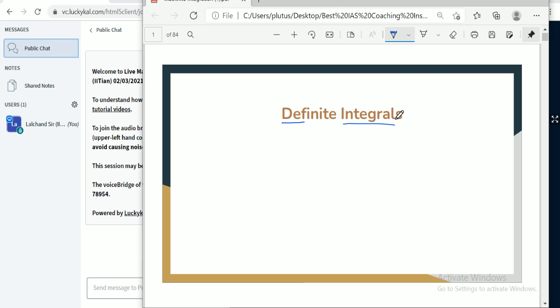In indefinite integration, we have solved simple integrals, but if we need an integral with defined limits, let's suppose we have a function y equal to f(x). Let's suppose this is the curve of this function f(x). This is the x-axis and this is the y-axis. Let's suppose this point is x equal to a, and this point is x equal to b.